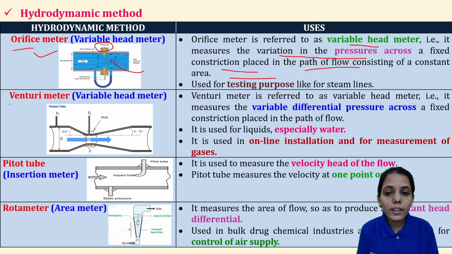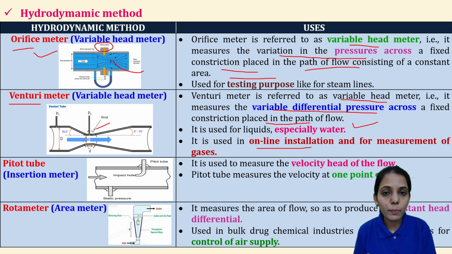Next is Venturi meter, that is a variable head meter. Again, similarly here you can see a constriction. So Venturi meter is referred to as variable head meter, that is it measures variable differential pressure. Again, it will measure the variation in the pressure difference across a constriction which is placed in the path of that flow. It is used for liquid, especially water. It is used in online installation and for measurement of certain gases. So this is Venturi tube.